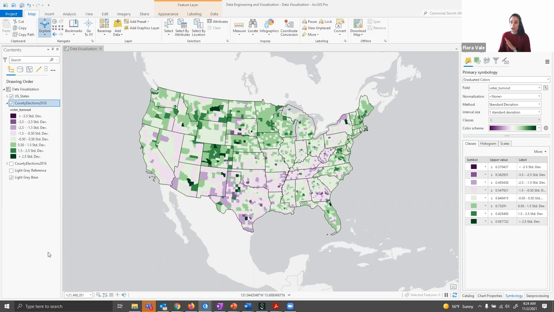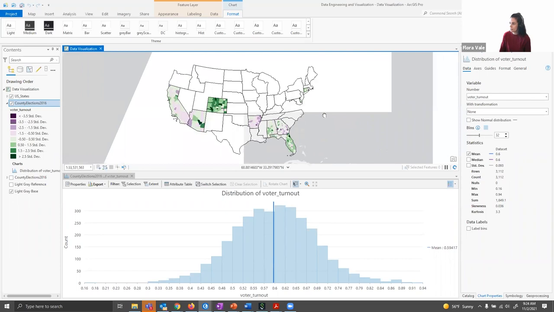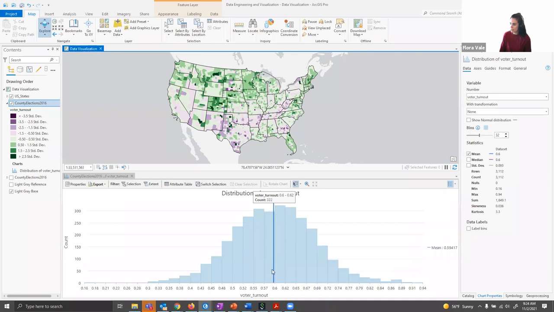So the first thing I always do when I get a data set with numeric values is to create a histogram. So I'm going to look at my variable of interest here, which is voter turnout. And now I can see the distribution. And we have a pretty normal looking distribution. We see that nice bell curve. Our mean value is here with this blue line. We can see in our stats table, it reports all of these great stats, mean, median, standard deviation, and then everything else, including skewness, kurtosis, which are measures of normal distribution.